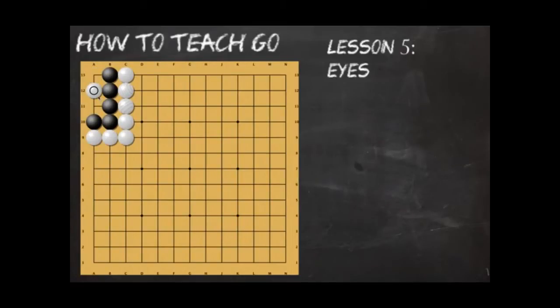Therefore, 3 in a row, if I play this move, is 1 eye, because I can make it the same shape. I can reduce it down to a 2 in a row, which can be reduced down to 1 eye. Therefore, 3 in a row, if I play right here, is 1 eye.